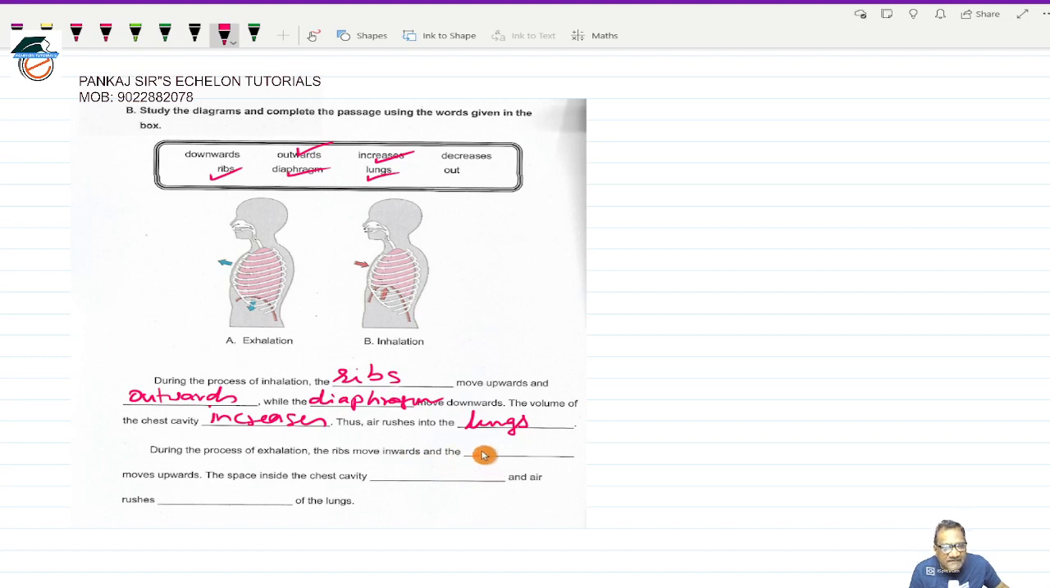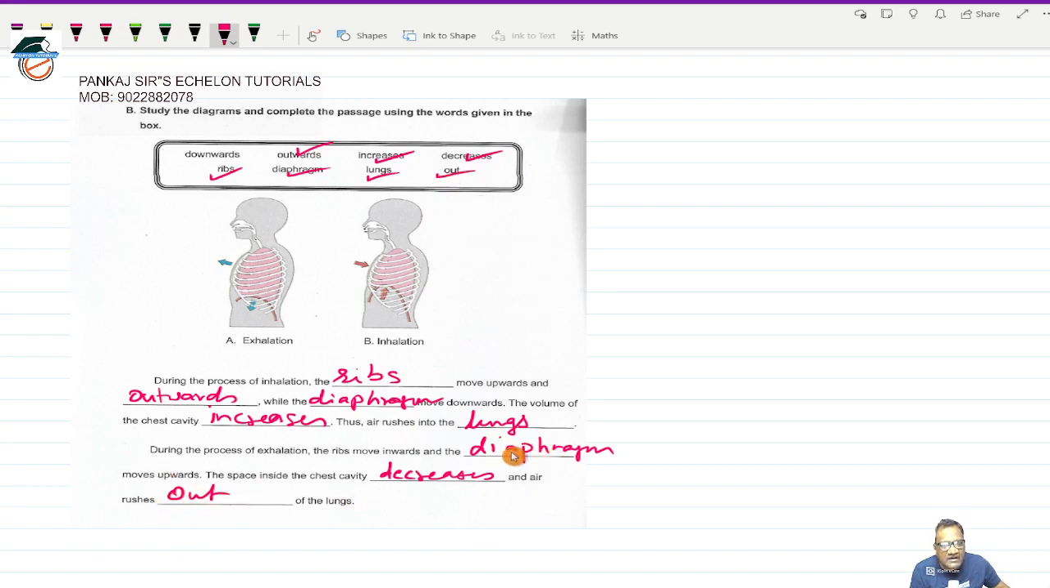So the diaphragm will move upward, because during inhalation the diaphragm was moving downward. Now the diaphragm is used two times over here, right? So the diaphragm moves upward, and the space inside the chest cavity decreases. Now what is going to happen? The chest cavity is going to decrease. So decreases is the word used, and the air rushes out of the lungs. So you will use this word out.